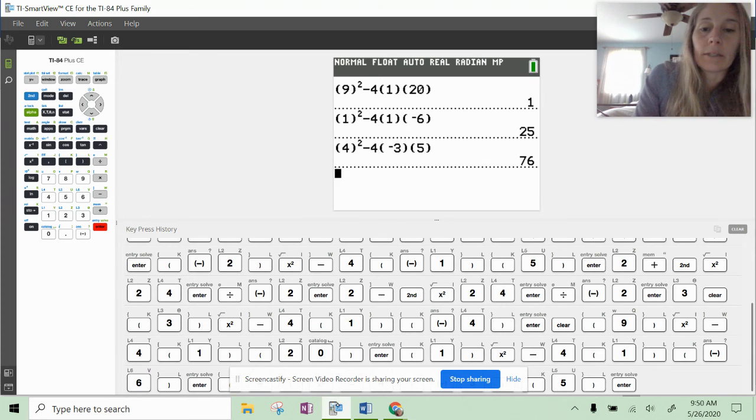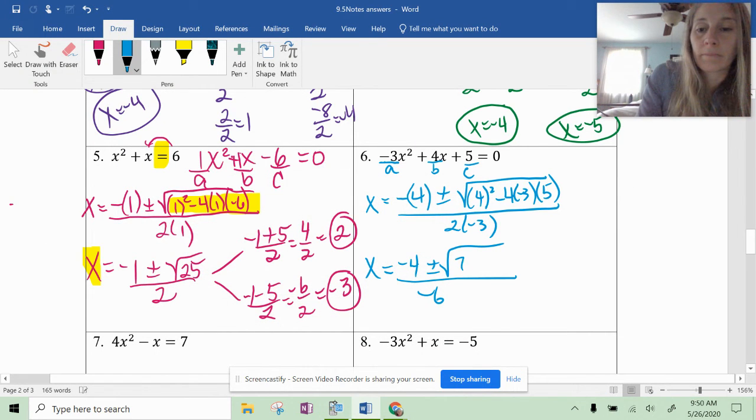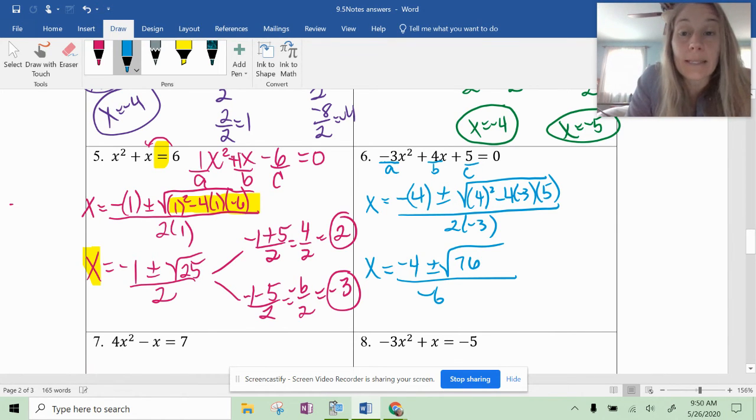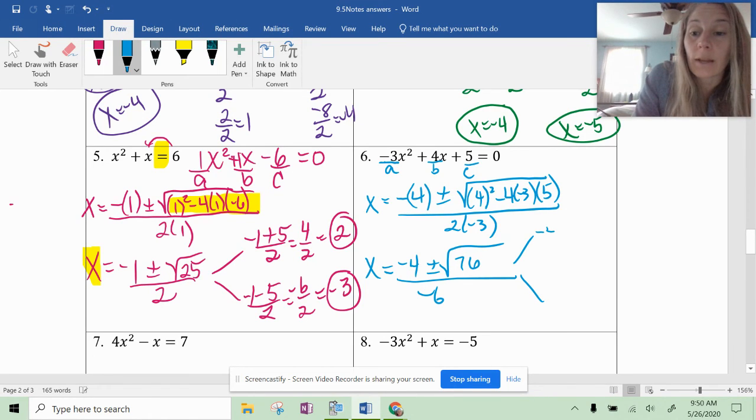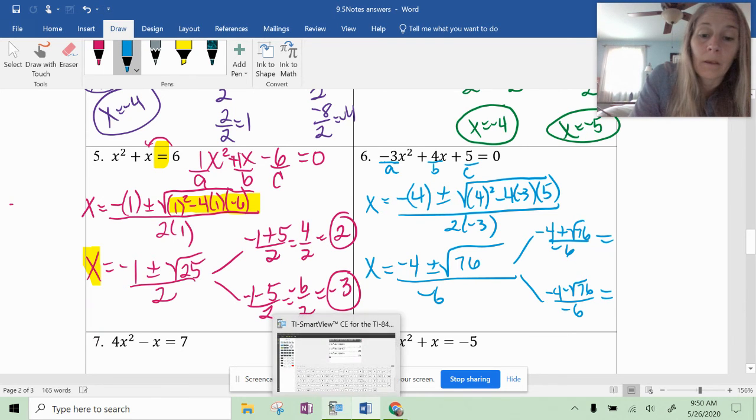And we get 76. Okay, so now again, this is not a perfect square. I get a decimal if I put that in my calculator. So I'm just going to go ahead and split it up. So I have negative 4 plus the square root of 76 over negative 6, and negative 4 minus the square root of 76 over negative 6. I'm going to put those in my calculator and get my decimals.